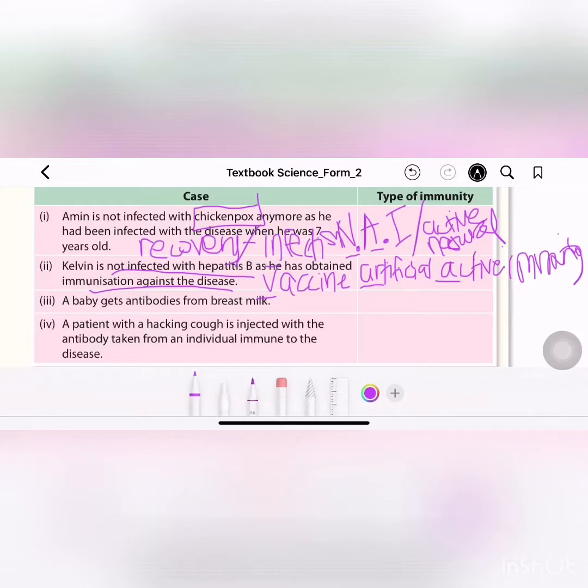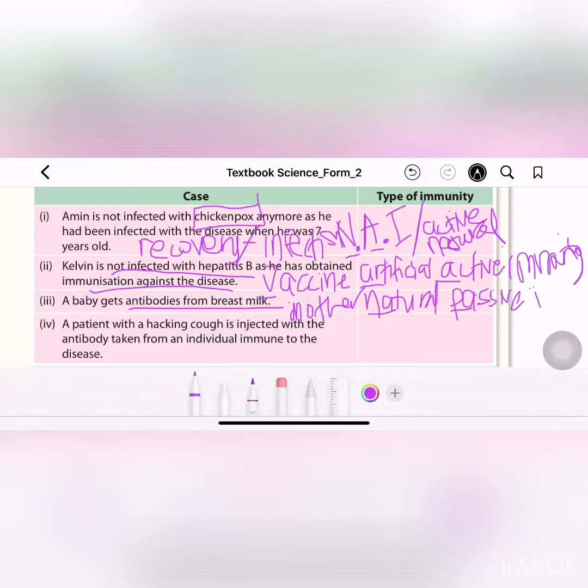Then the next one, a baby gets antibody from breast milk. So this one is natural, passive. Why passive? Because they get the antibody from an external source, which is from the mother. Natural passive immunity, NP, mother. Usually I try to remember this with the word mother, or you prefer breast milk, that's up to you.